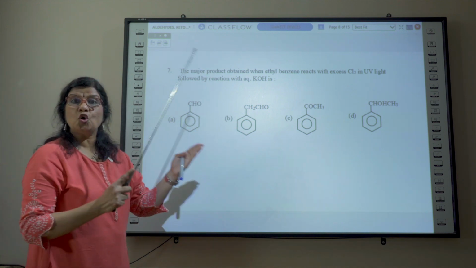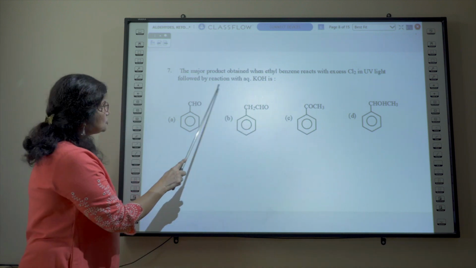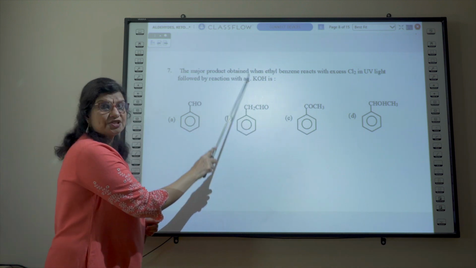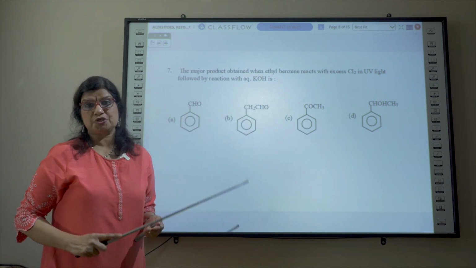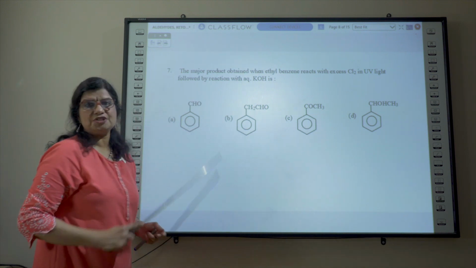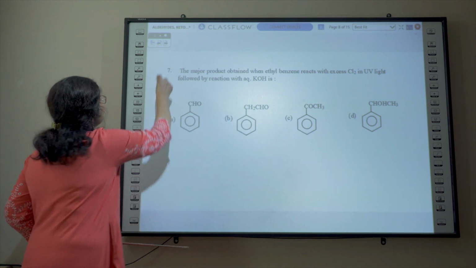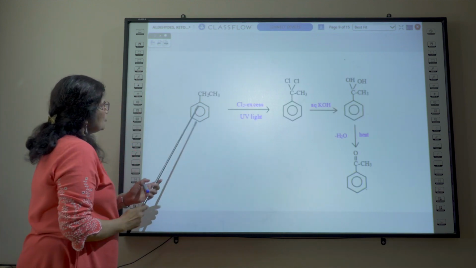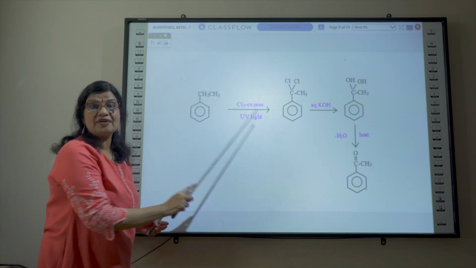So now you have chloride. The chloride produced in the first step is subjected to reaction with aqueous potassium hydroxide solution, which is a nucleophilic substitution reaction. And then we get to identify which is the major product. Now let's start writing the equations. We have ethyl benzene, excess chlorine in UV light.